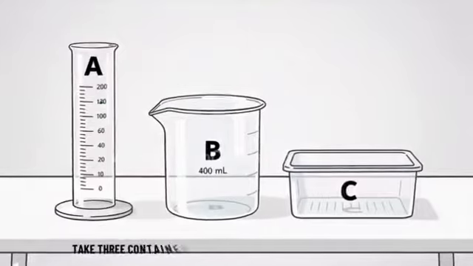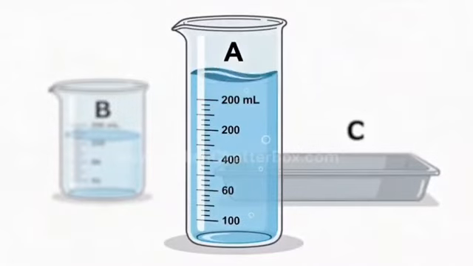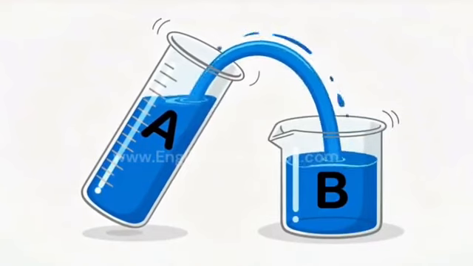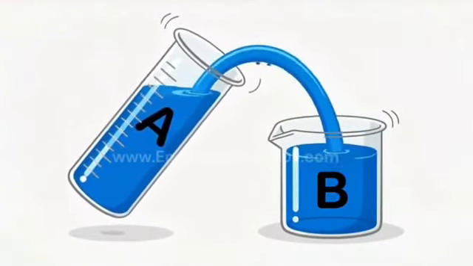Let's think about liquids. Here's a simple activity from the chapter. Take 3 containers of different shapes. Label them A, B, and C. Fill container A with exactly 200 ml water. Pour that water into container B. The water takes the shape of container B, but the volume is still 200 milliliters.